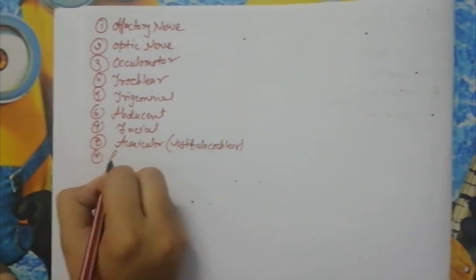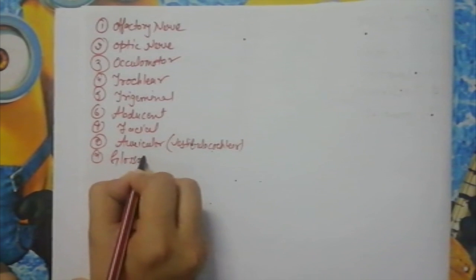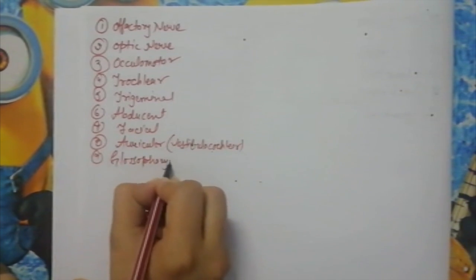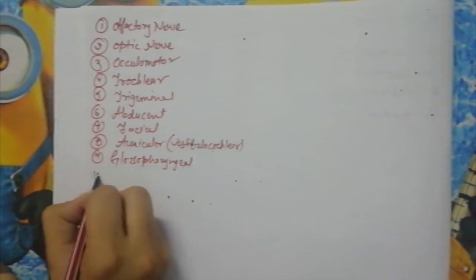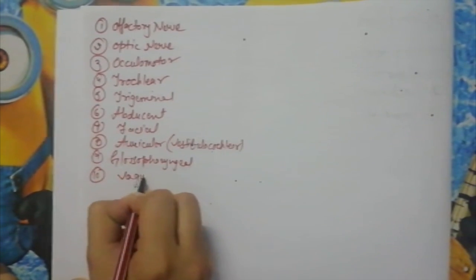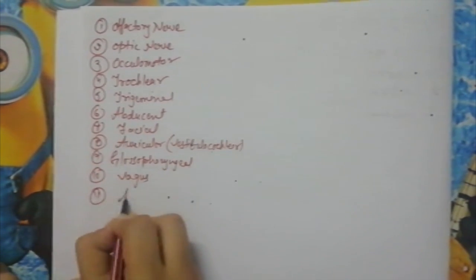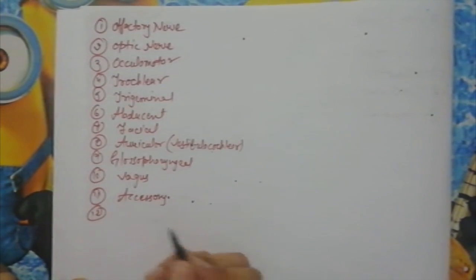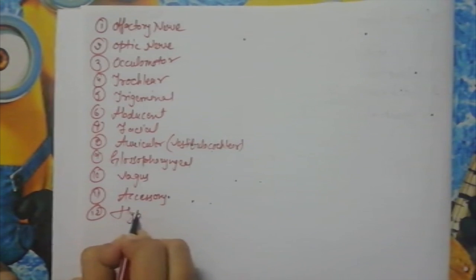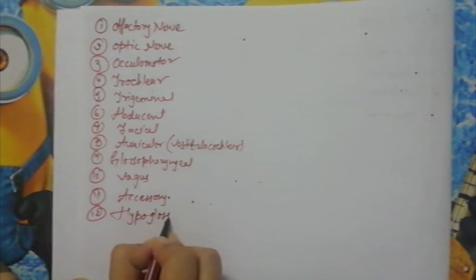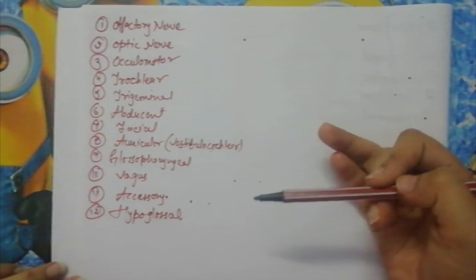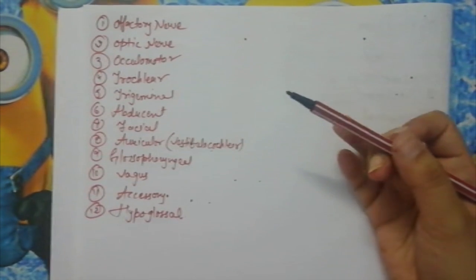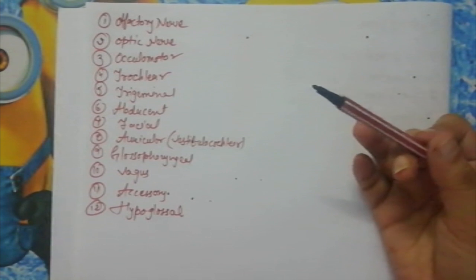Ninth is glossopharyngeal, 10th is vagus, 11th is accessory, and 12th and final is hypoglossal. So these are the 12 pairs of cranial nerves, and yes, these are quite hard to remember.